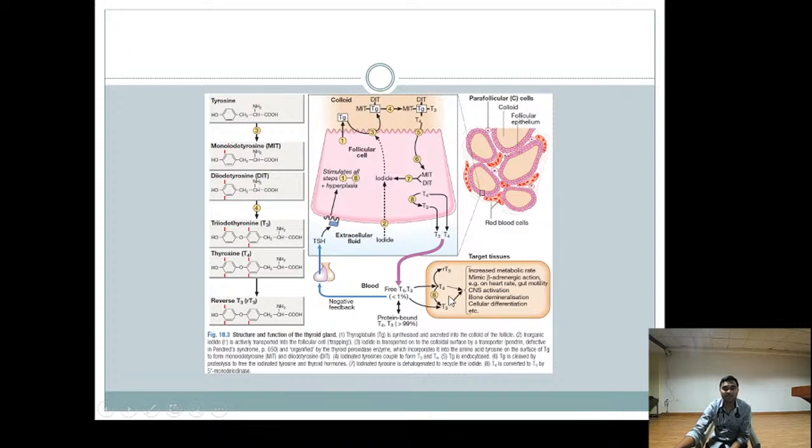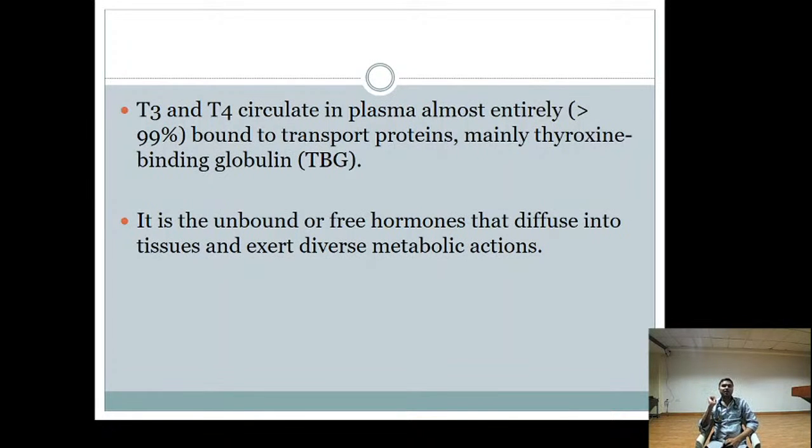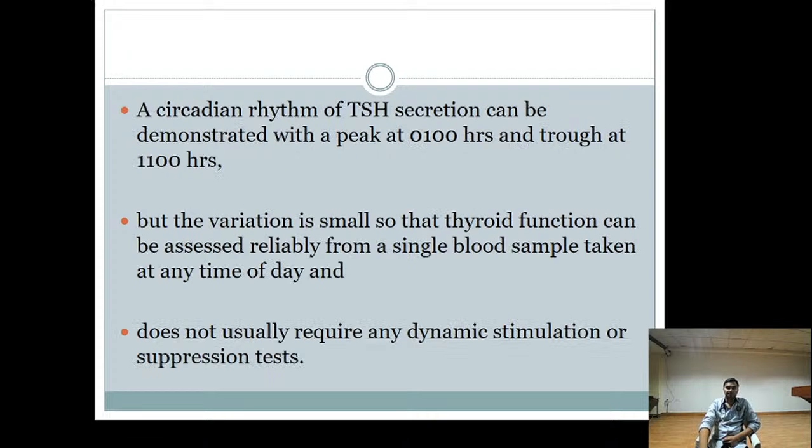In the circulation, more than 99% is protein bound and less than 1% is free. The hormone is almost entirely bound to transport proteins, for example thyroxine binding globulin, thyroxine binding albumin and prealbumin. The free hormone is that which is unbound, and it exerts the metabolic actions.